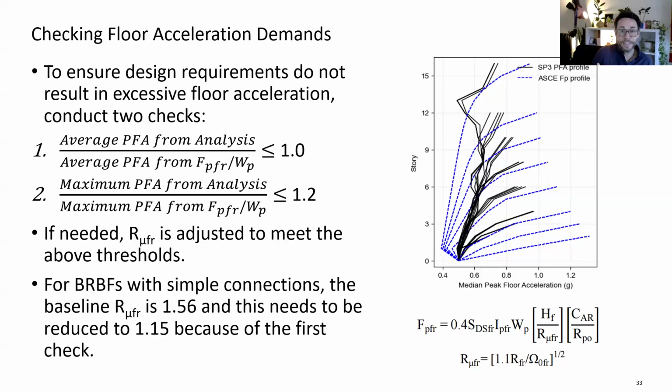But because of our analysis, we ended up having to change that to 1.15, primarily because of the first check, right? If you look at the image on the right, what you might notice is that the peak accelerations are covered by the FPFR equation. It's always larger in the AC7 equation than it is in our analysis. But if you look at the average across the height, our analysis results showcase higher demand. So that's why we had to make this adjustment.